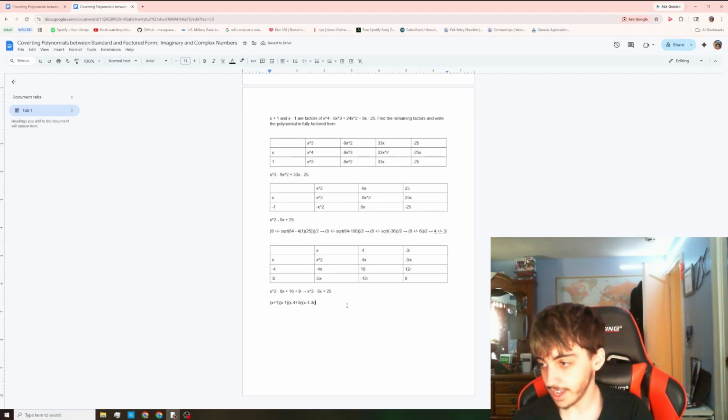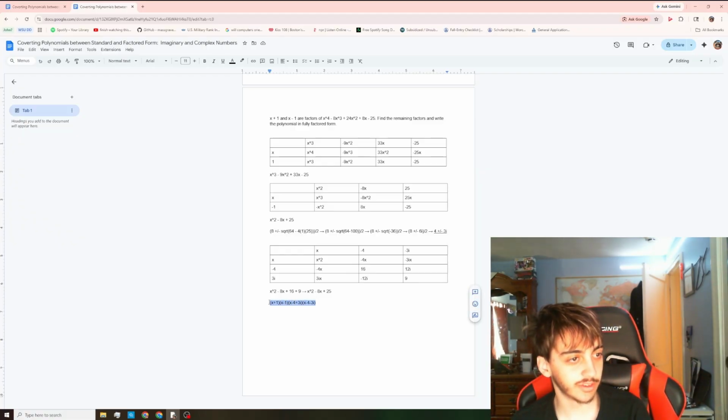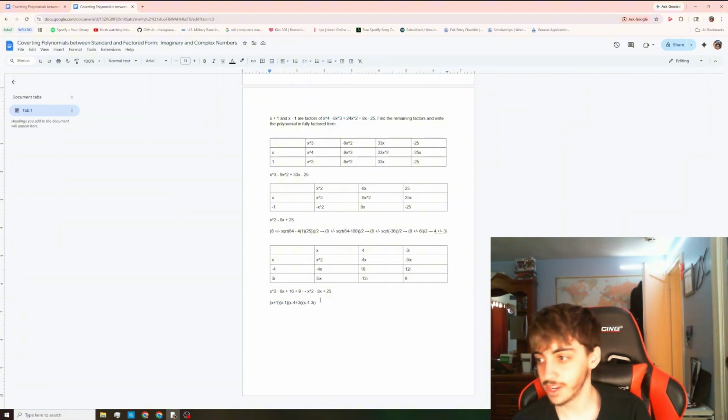So you see how that last one took a lot more work, especially with this double check here, and the quadratic formula and everything like that. But we made it. This is the fully factored form. We came from this 4th degree polynomial and we got it out to its 4 factors. 4th degree, 4 factors. Keep that in mind.